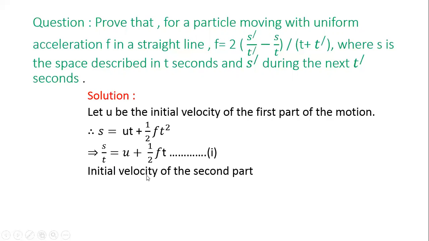Here, the initial velocity of the second part equals the final velocity of the first part, which equals u plus ft, according to our question. Now, s prime equals (u plus ft) into t prime plus half ft prime square. If we divide this equation by t prime, then we get s prime by t prime equals u plus ft plus half ft prime, which is equation number 2.